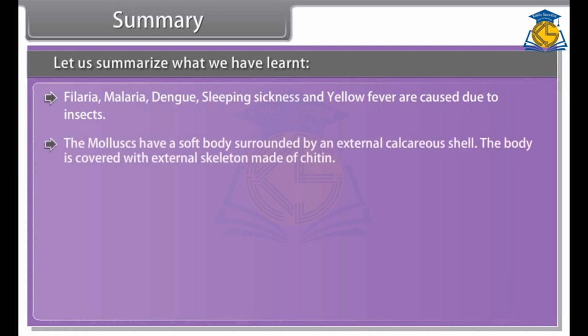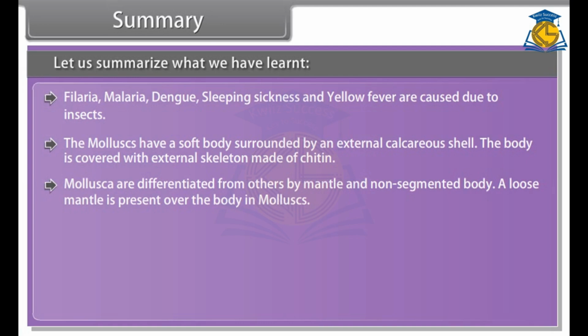The mollusks have a soft body surrounded by an external calcareous shell. The body is covered with external skeleton made of chitin. Mollusca are differentiated from others by mantle and non-segmented body. A loose mantle is present over the body in mollusks.